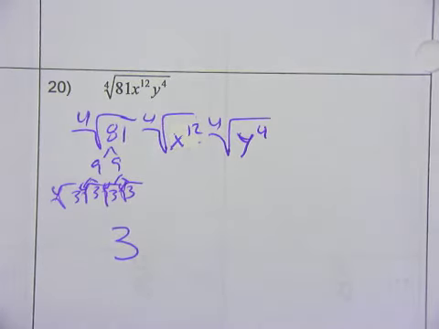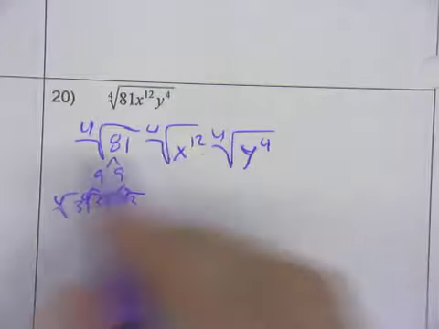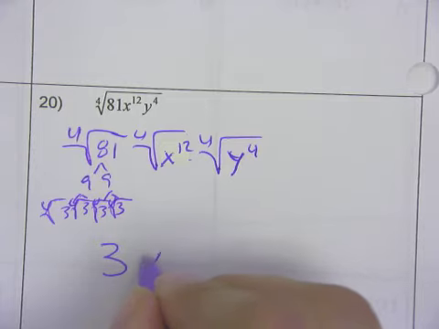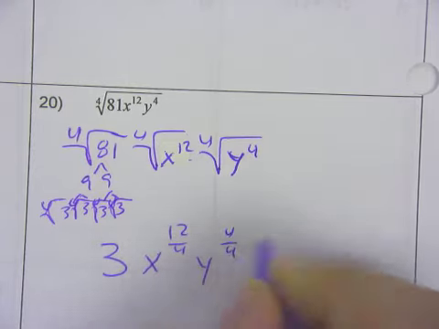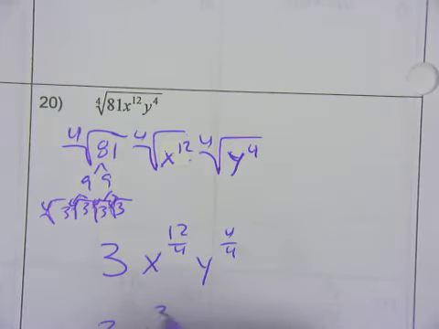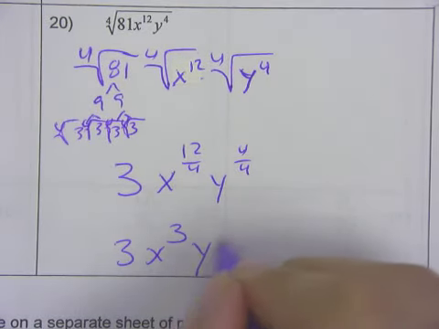Here again, just like the previous question, we can go to exponent form if we want to. Here we're going to end up with x to the 12 over 4 and y to the 4 over 4, which means 3x cubed y to the first.